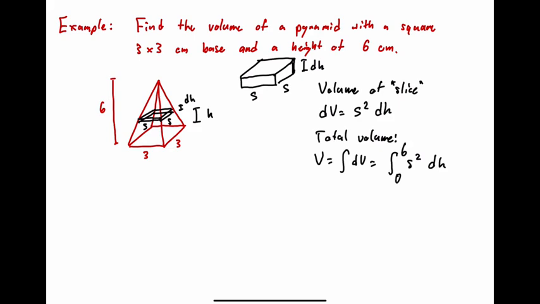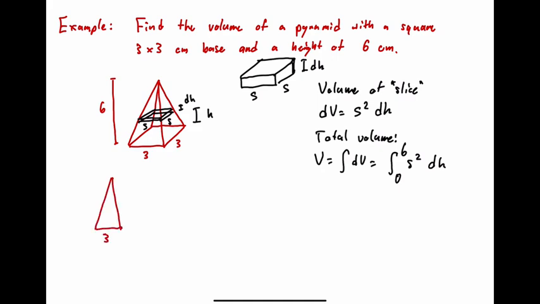Conceptually speaking, this is the main idea of this problem. If we can find the volume of a representative slice, then we simply integrate to find the total volume of the entire pyramid. There's one step left. We need to take this integral and write it all in terms of a single variable. Right now we're integrating with respect to h, but we have this s here. So we're going to use a trick called similar triangles to write s in terms of our variable h. To do similar triangles here, I'm going to look at the cross section of the pyramid.